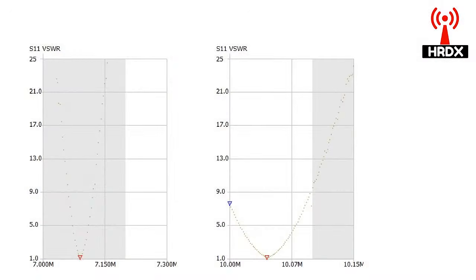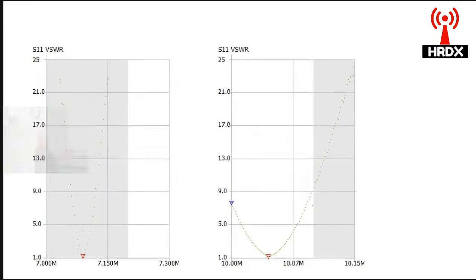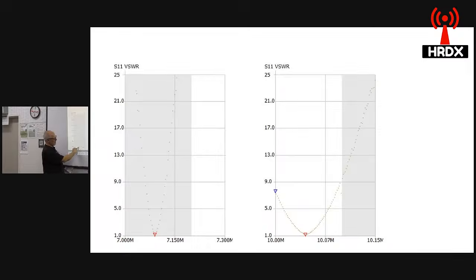This is the 40 meter. So you can see now, the key thing here, based on the scale down the bottom, have a look at the width of that loop, because that's bandwidth. So at 7 megs, that's 7.115. So there's a reasonable amount of bandwidth. That's SSB, not a problem.